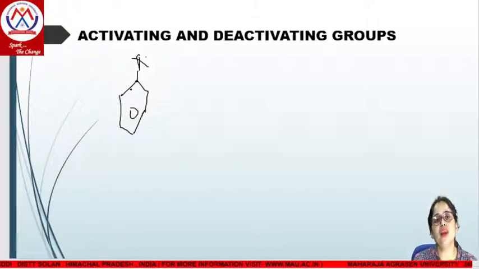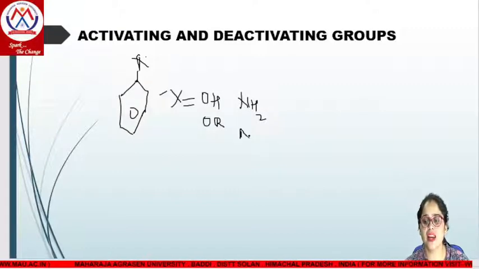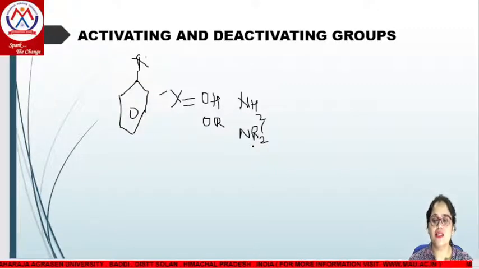So it will be easier for the electrophile to attack the benzene ring, and consequently the substitution will become easier. It will occur at a faster rate. So such kinds of groups which, when present on the benzene ring, increase its reactivity towards aromatic electrophilic substitution, are called activating groups. So if I have to name some activating groups, they are OH, OR, then we have NH2, NR2, right? All these kinds of substituents are going to increase the electron density on the benzene ring. So they are activating.